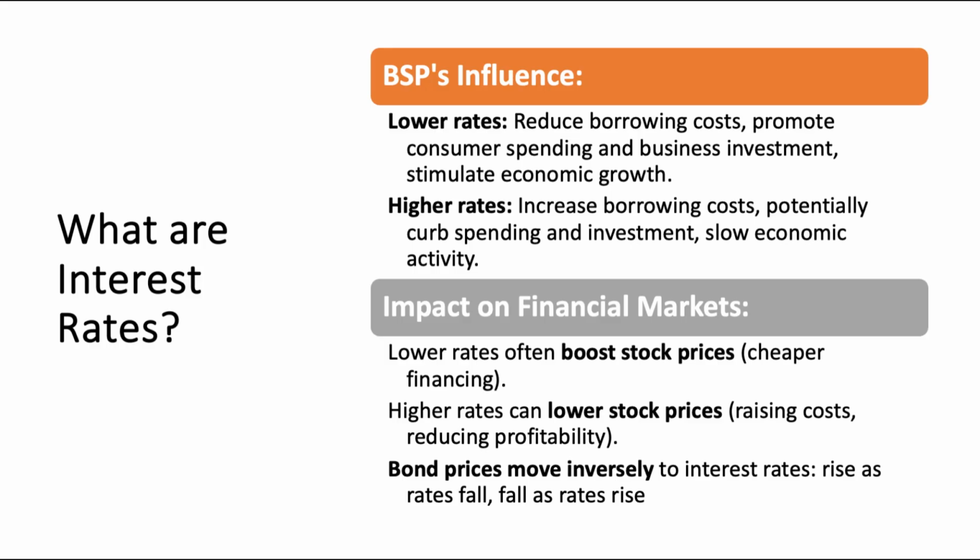Now, let's connect this to the financial markets. Lower rates often lead to higher stock prices because companies can finance projects more cheaply, boosting profitability. In contrast, higher rates can drag stock prices down since costs increase and profits shrink. For bonds, the effect is the opposite. Bond prices rise when rates fall, and they drop when rates rise, because the fixed returns of bonds become more or less attractive depending on the prevailing rates. So, in short, BSP's decisions on rates ripple through borrowing, spending, investments, stocks, and bonds, shaping the overall economy.